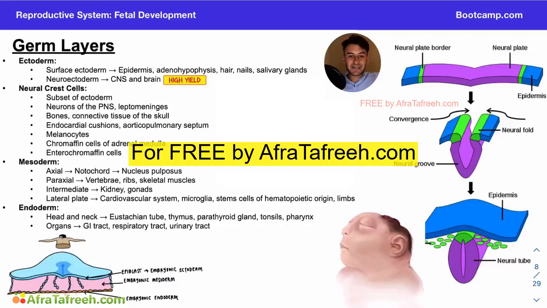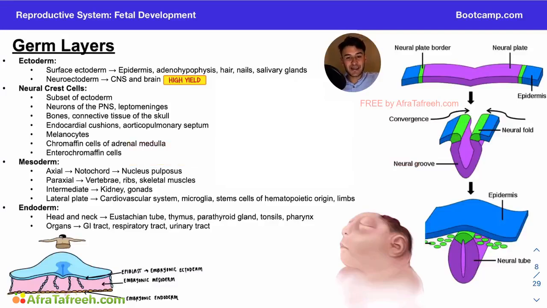Alright guys, let's get busy talking about germ layers, which are incredibly high yield on Step 1. Let's start with an overview of what we're going to cover in this video. So starting around week 3, we have a process called gastrulation, and this is the process by which we have formation of our 3 germ layers.